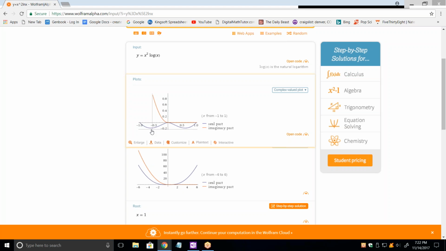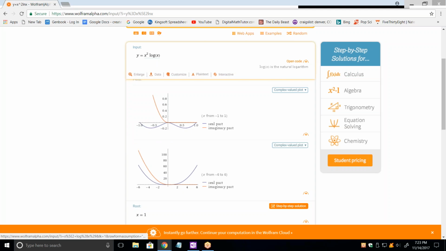No, but that would require x to be negative. So that one doesn't count. I don't know why their blue curve goes over into that territory. How can x be negative? You can't take the log of a negative number.